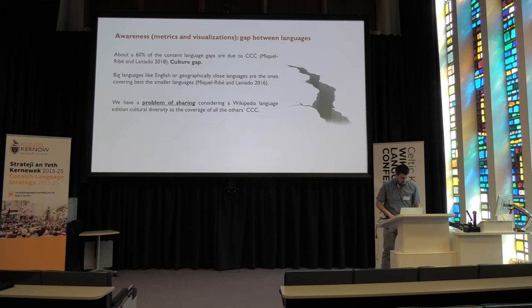But to continue with the sharing, by examining the interwiki links in CCC, we see that the language gap, the articles that are not created in one language that exist in another, is mainly due to the cultural gap, the CCC. So we have this big difference in terms of magnitude, some languages with hundreds of thousands of articles, others with smaller numbers. The language gap is impossible to bridge, but we know that the cultural gap is responsible for this. And what can we do?